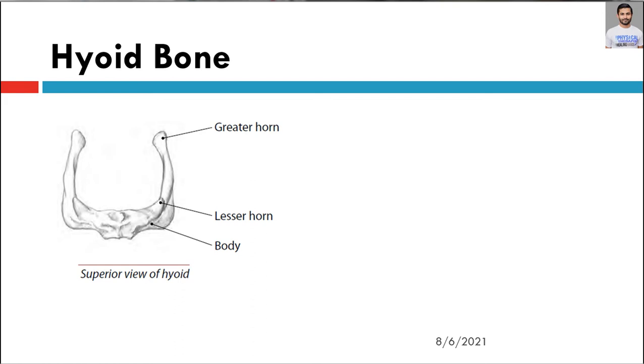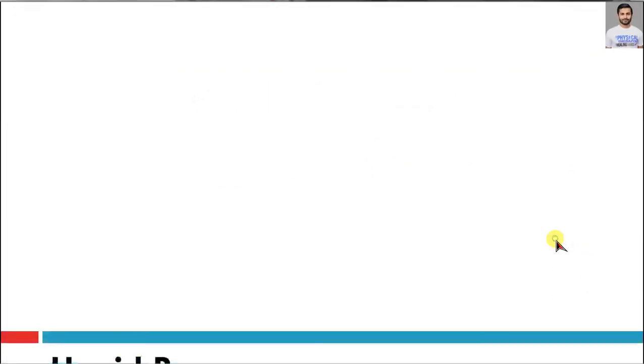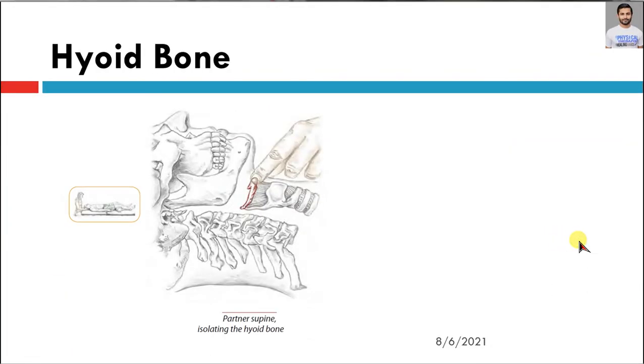So the hyoid bone is a very small bone, but it's a very important bone because a lot of muscles get attached to it, and it has a greater horn, a lesser horn, and a body. Here you can see the greater horn, the lesser horn, and the body. The hyoid bone is the first bone in the midline that is palpable just beneath the mandible.